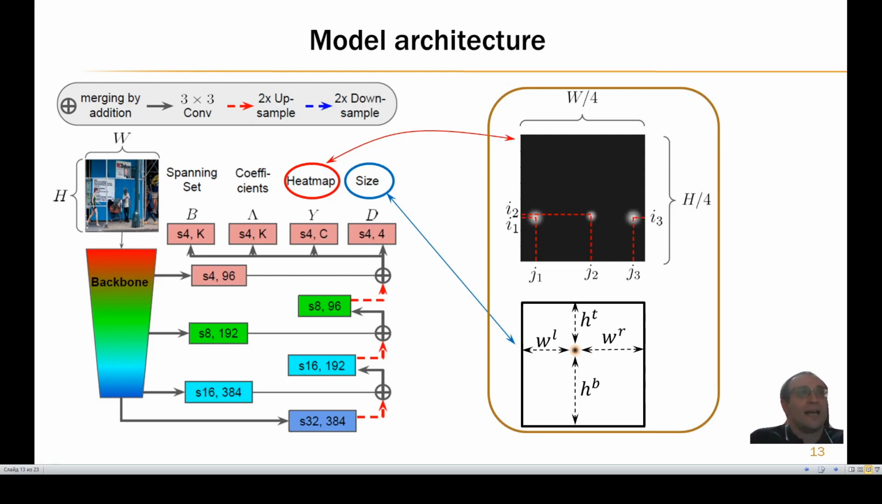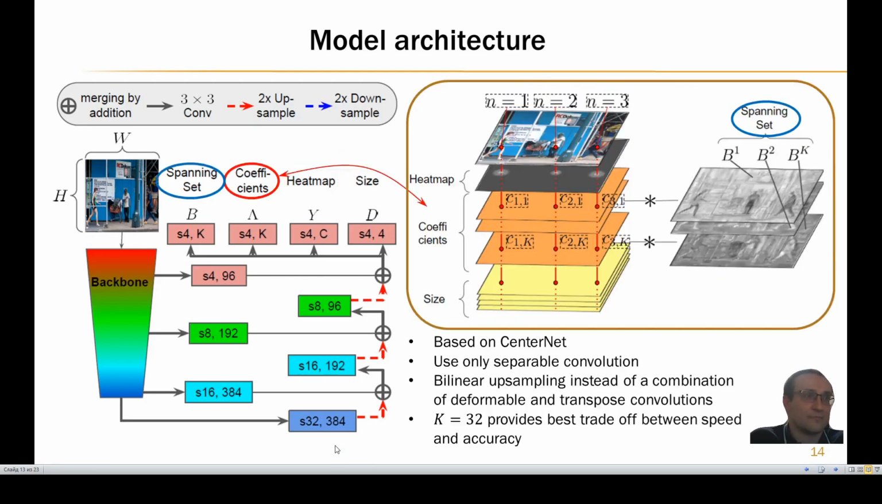Output size contains distances from the object bounding box centers to its 4 sides, and heat map contains a Gaussian-like function for bounding box center location. We take only values on the object center from the output coefficients. Using the linear combination of them with the output spanning set, we get the instance mask.